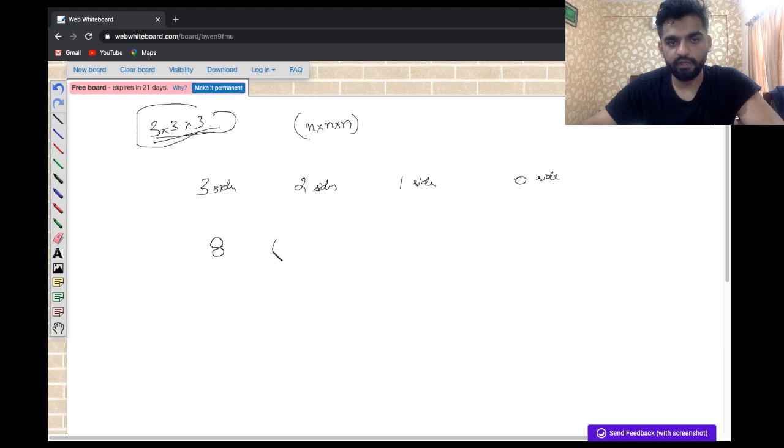For 2 sides painted, the answer is going to be 12 into n minus 2. For 1 side painted, it will be 6 into n minus 2 whole square. N is the number of blocks. I mean, no, not the number of blocks, but the side, that is 3 here. And 0 sides painted will be n minus 2 whole cube. So in this case, this will become 3 into 3 into 3 cube.